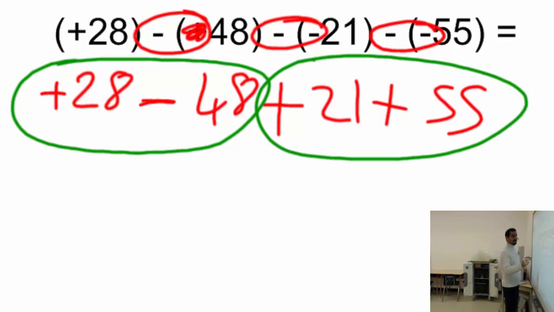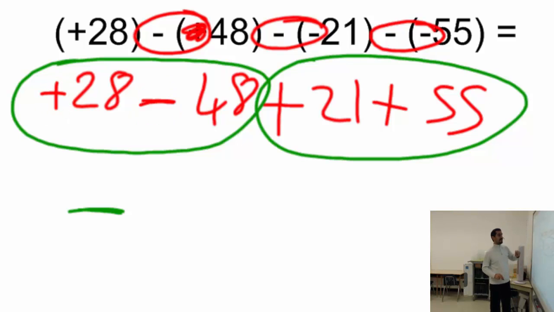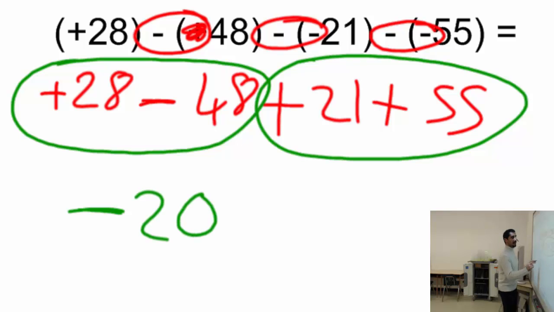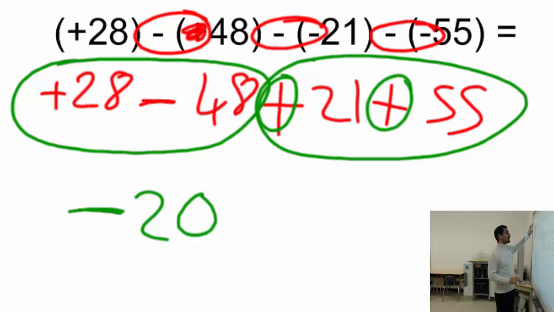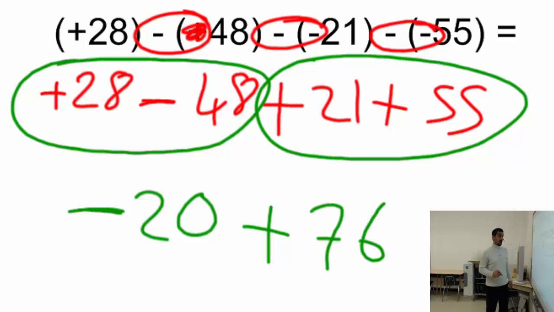First 2 numbers, which one is the big one? 48. So you get the negative sign from 48, and the signs are different. Go down. You go down, it will be 20. And over here, you have a positive sign, and the big number is 55. In front of it, a positive sign. And because they both are positive, the same sign, you're going to go up, add them together. 56, 76.